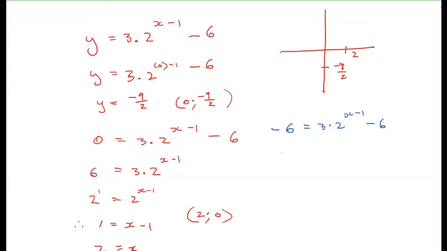Add 6 to both sides. 0 equals 3 times 2 to the x minus 1. Divide both sides by 3. 0 divided by 3 is 0. And 0 now equals 2 to the x minus 1. Tell me, 2 to the power of what is going to be 0? Let's just pretend that minus 1 wasn't even there. Okay, so just humor me. Let's say I just had 2 to the power of x equals 0. 2 to the power of what is 0?